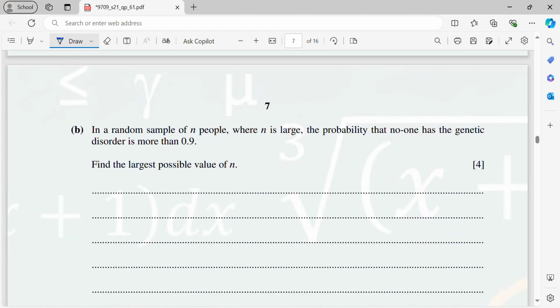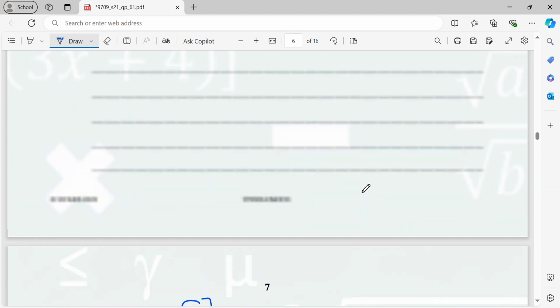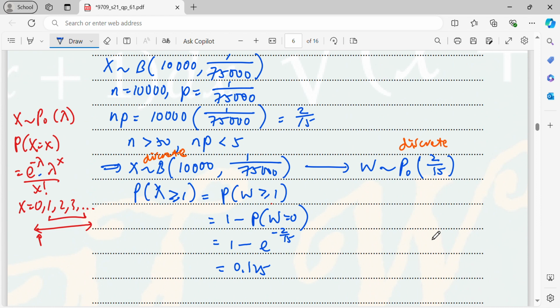Now B: in a random sample of n people, where n is large, the probability that no one has the genetic disorder is more than 0.9. Find the largest possible value of n. When you refer to the previous question, we found this 2 over 15 by using n times p. Now n is unknown, so we only have the p.